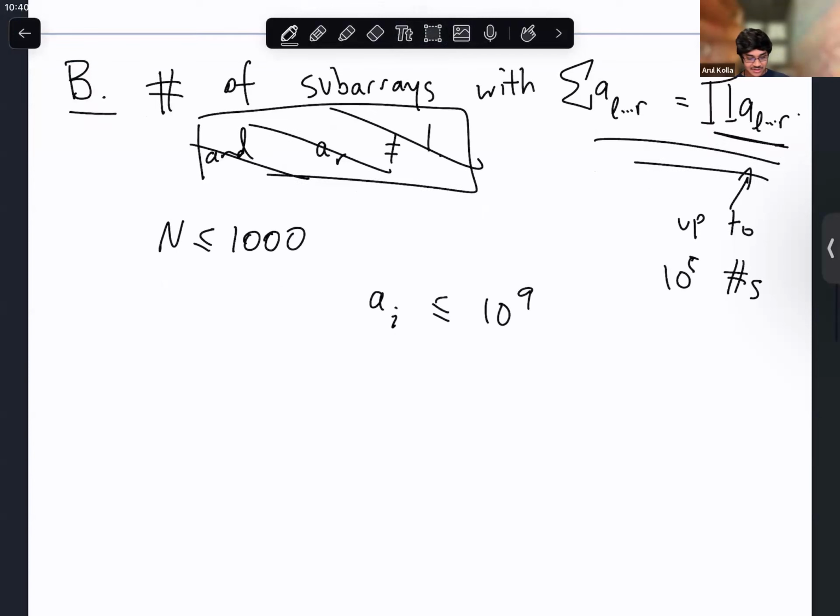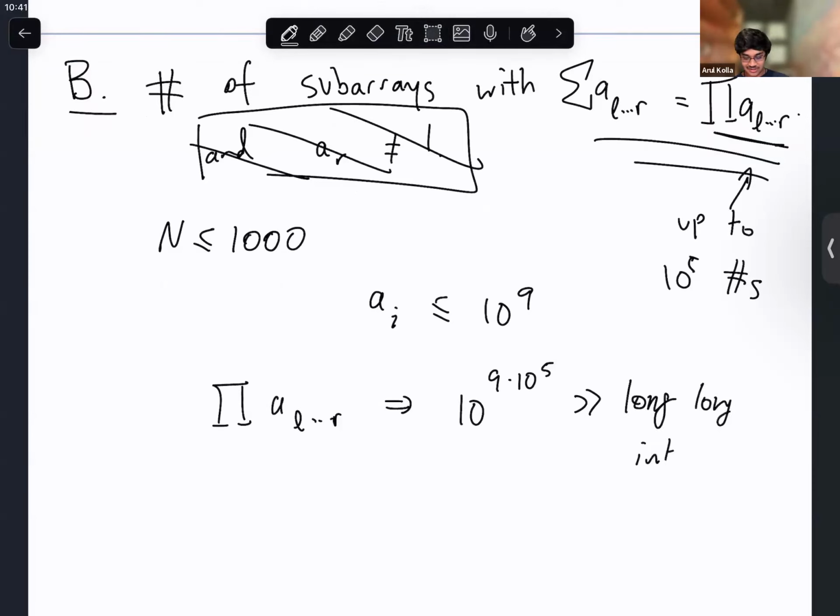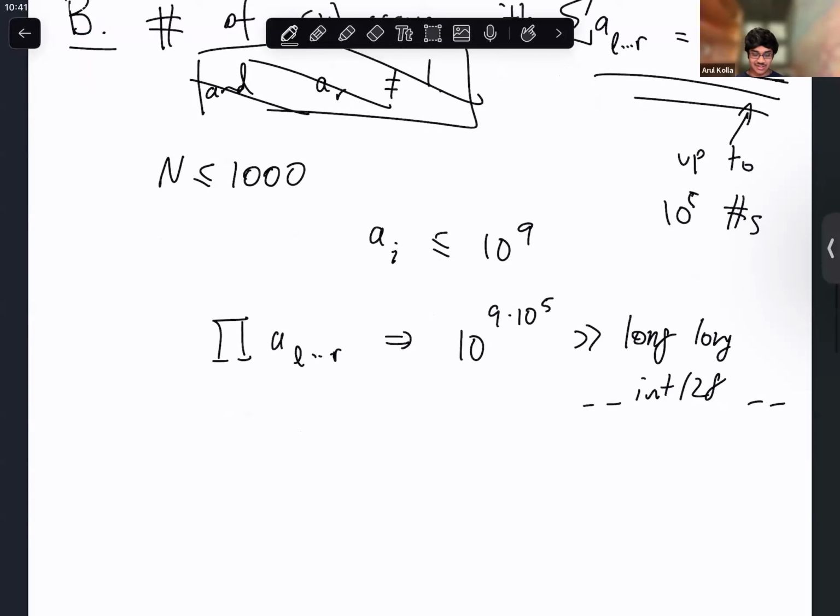So that means that this product from L to R can be up to 10 to the 9 times 10 to the 5th, which is huge. Even if you're using Python, your program will be very slow. And this will definitely overflow even a long, int128, right? So you have to be quite careful when you implement even the brute force here, especially checking for overflow. You have to be really careful about that.